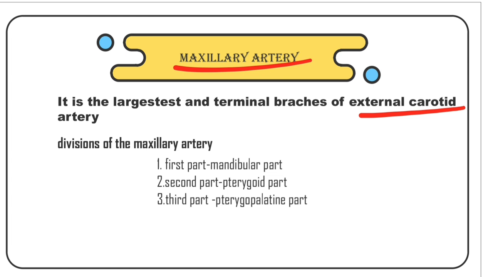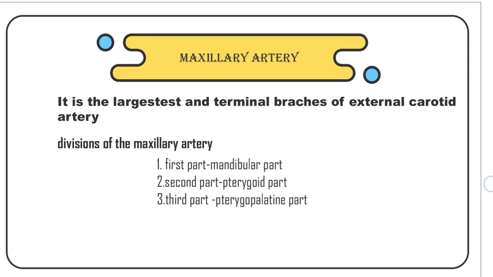Actually, this maxillary artery is divided into three parts by the lateral pterygoid muscle. These three parts are based on the location of the maxillary artery. Normally the first part is located in the mandibular region, the second part in the pterygoid region, and the third part in the pterygopalatine region. So in all these regions the maxillary artery is present, and according to the regions it is classified as first, second and third part. This division takes place because of the lateral pterygoid muscle.